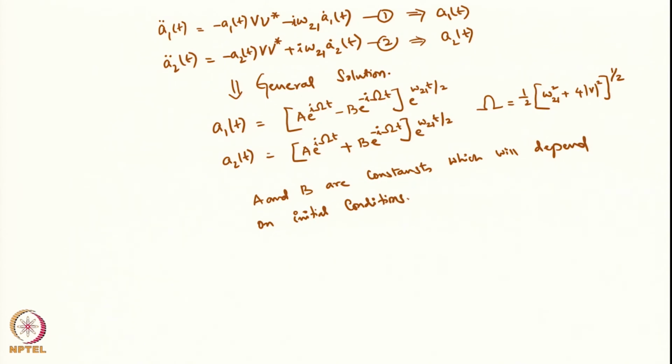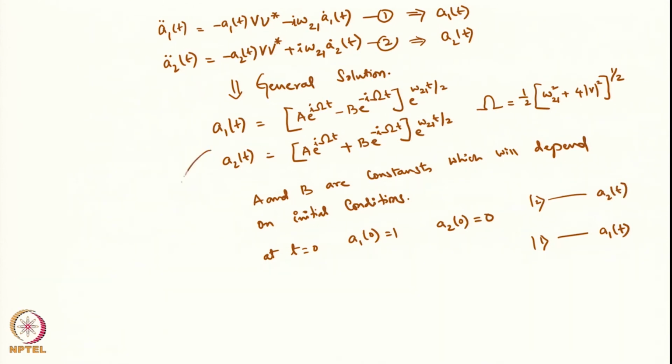Now, one can solve this with the condition that at t equal to 0, A1 of 0 is equal to 1 and A2 of 0 is equal to 0. Why are we doing that? Because if we had two states 1 and 2 and their coefficients being A1 of t and A2 of t, at time t equal to 0 we are assuming that the population is only in state 1 and state 2 has no population.